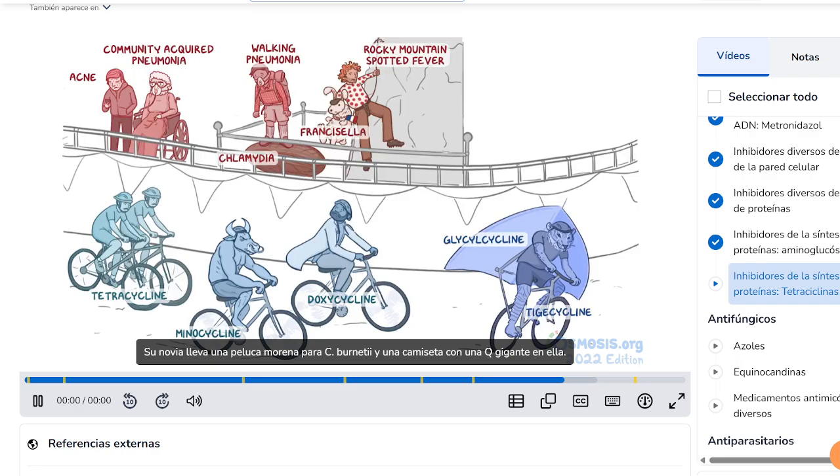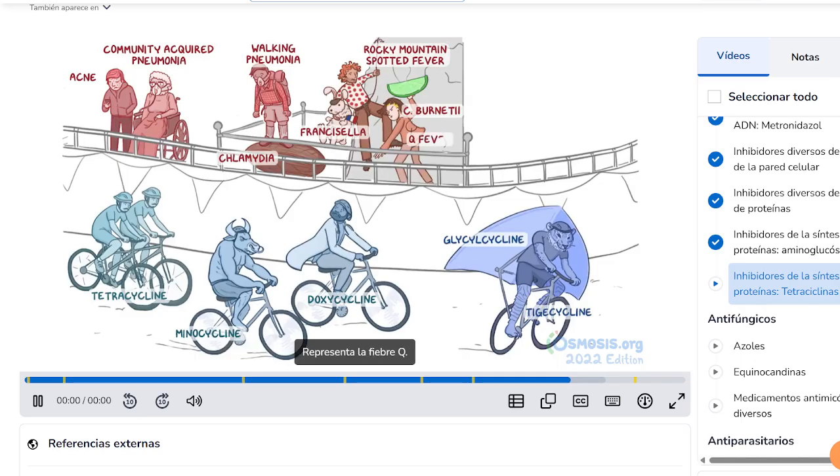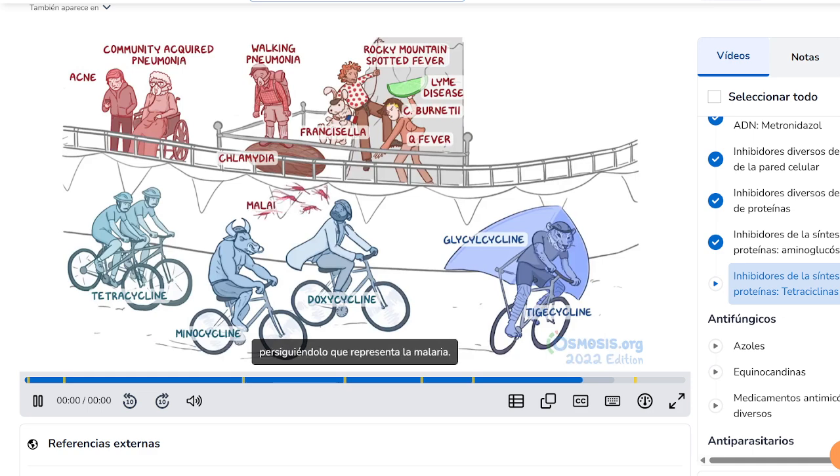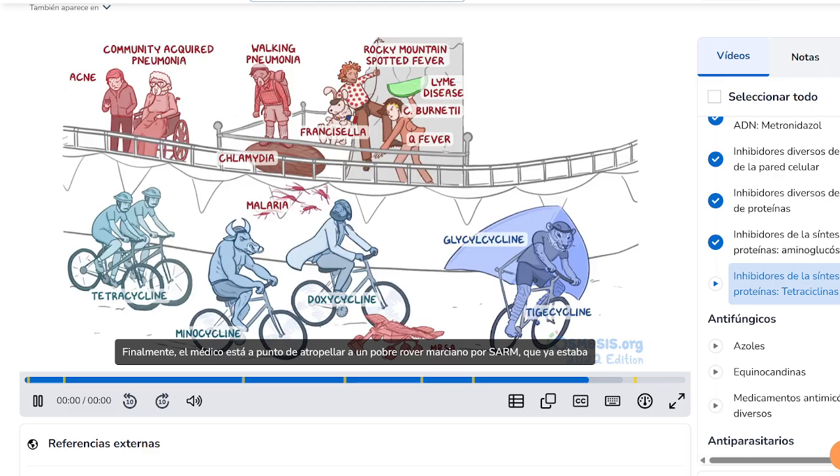His girlfriend is wearing a brunette wig for C. burnettii, and a shirt with a giant Q on it to represent Q fever. She's throwing a giant wedge of lime at the doctor, since doxycycline is the first-line treatment for Lyme disease. But the doctor is distracted from the swarms of mosquitoes chasing him, which represent malaria. Finally, the doctor is about to run over a poor Mars rover for MRSA, which is already run over by the tiger, because both medications are effective against it.